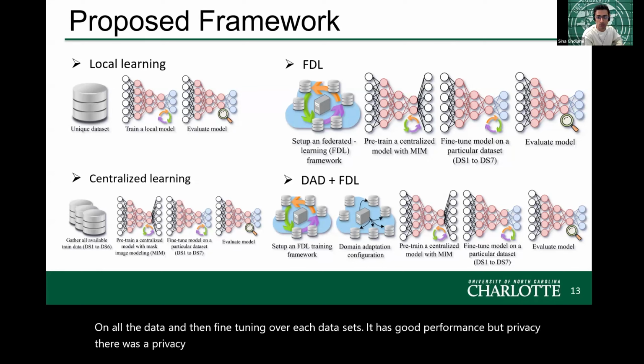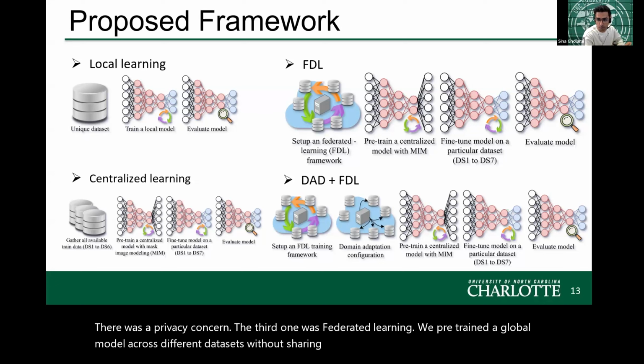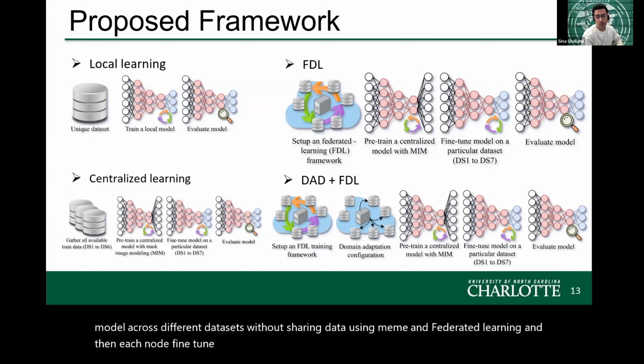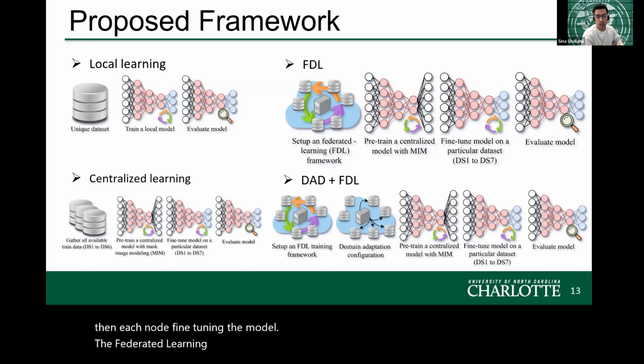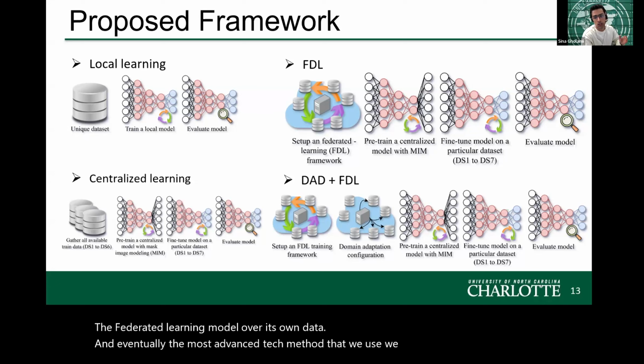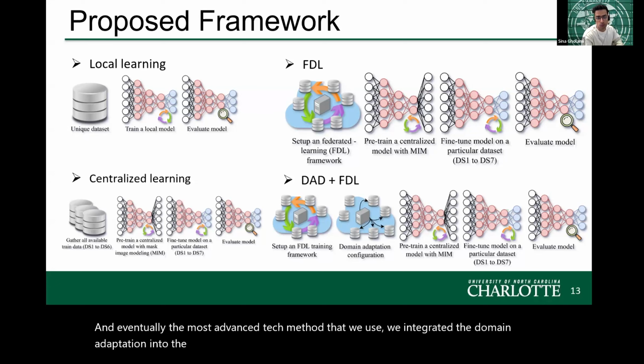The third one was federated learning. We pre-train a global model across different data sets without sharing data, using MIM and federated learning. And then each node fine-tunes the federated learning model over its own data. And eventually, the most advanced method that we use, we integrated domain adaptation into the previous phase to improve generalization.